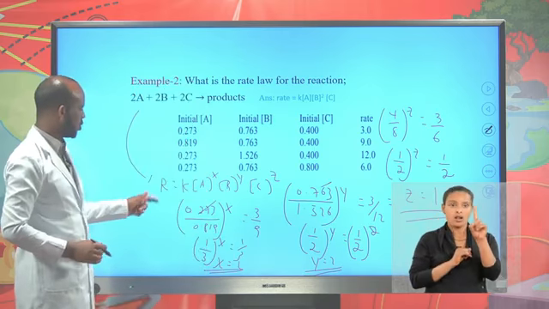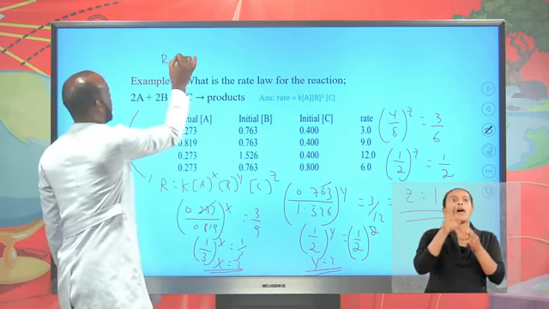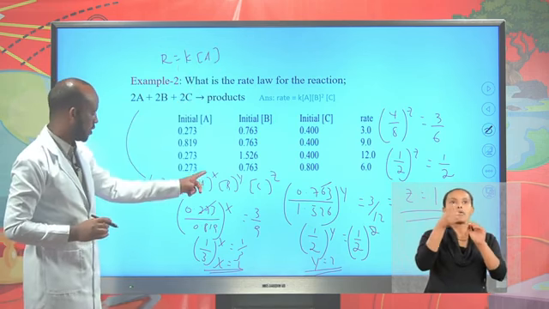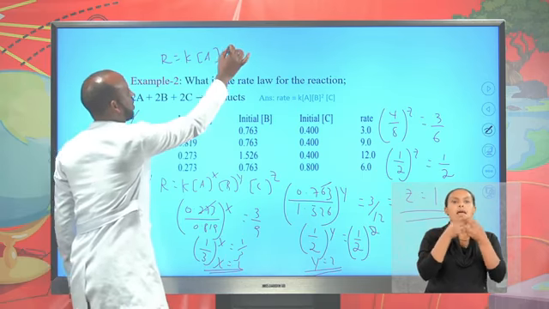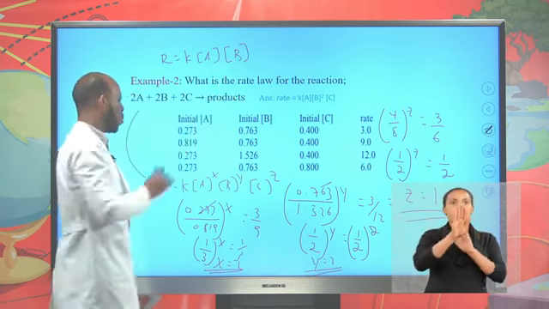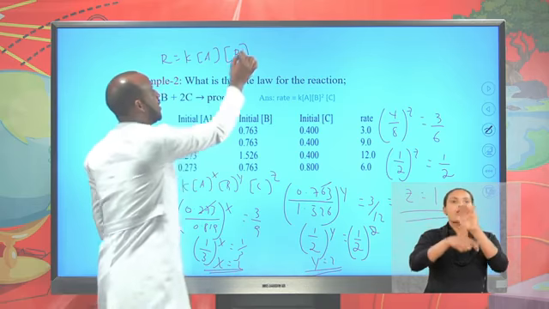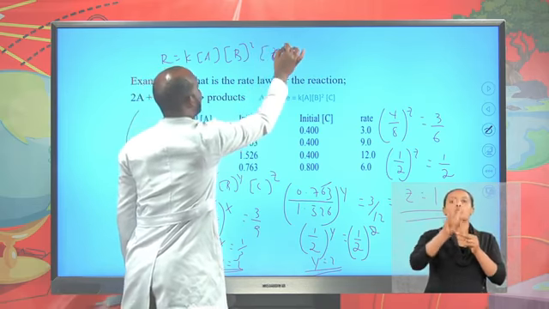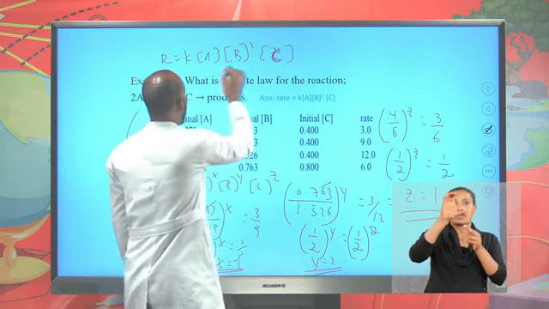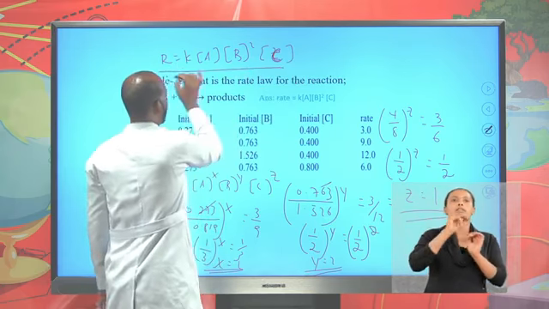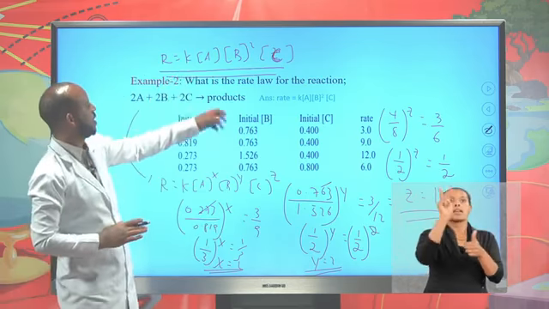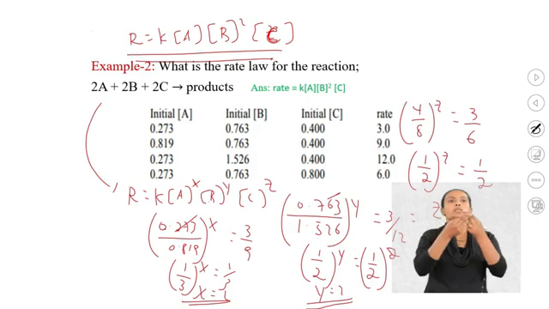Therefore, the rate of this reaction is R equals K times concentration of A to the power of X, the value of X is 1, times concentration of B to the power Y, the value of Y is 2, times concentration of C to the power Z, the value of Z is 1. Now this is the rate law for this reaction. Rate equals K times concentration of A times concentration of B to the power of 2 times concentration of C.